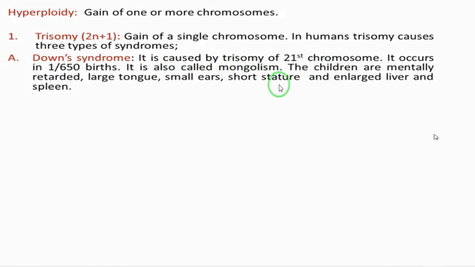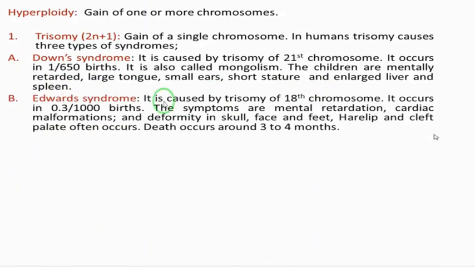There is an addition of one more chromosome in the 21st pair. It occurs in 1 in 650 births. It is also called Mongolism. The children are mentally retarded, with a large tongue, small ears, short stature and enlarged liver and spleen. These are the symptoms of Down syndrome.